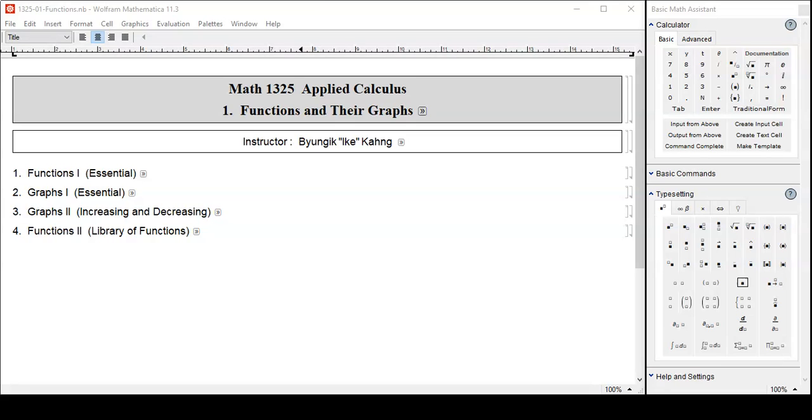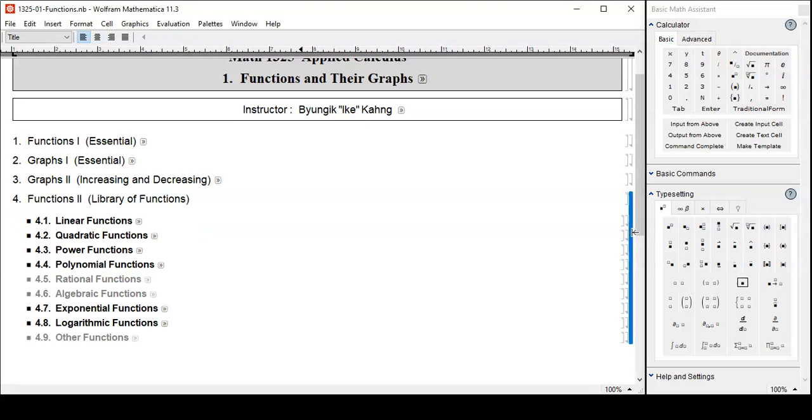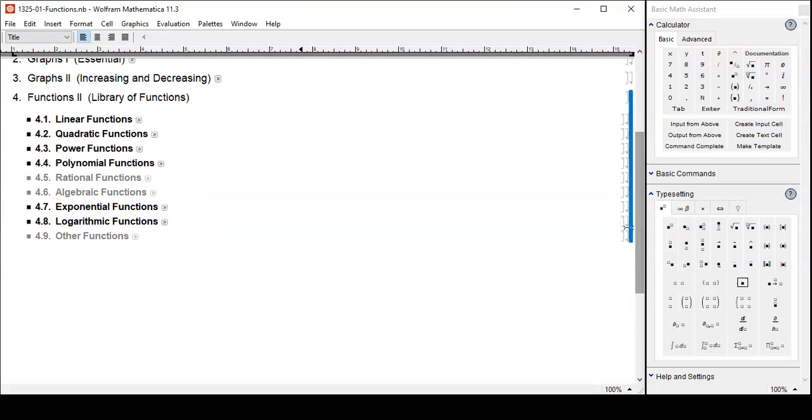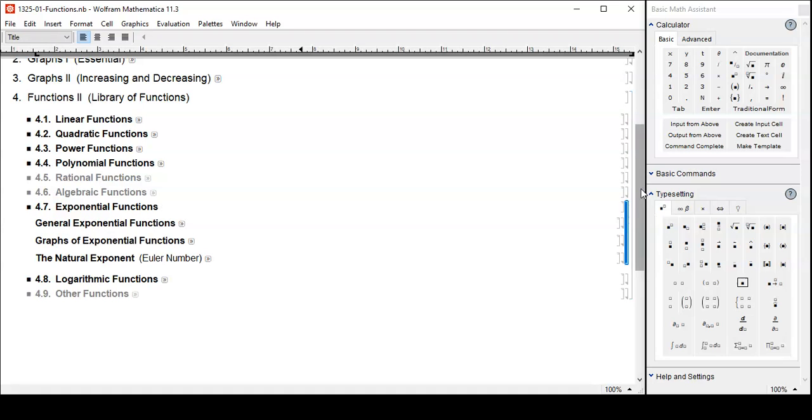Hello students, welcome back. Previously we discussed polynomial and rational functions. Now let's go to exponential and logarithmic functions.